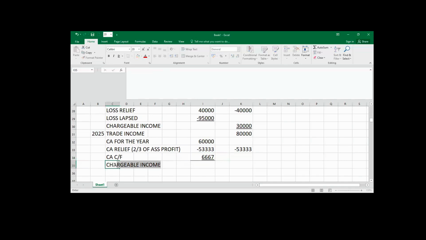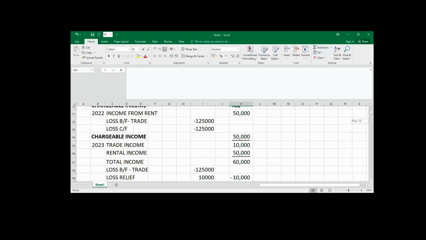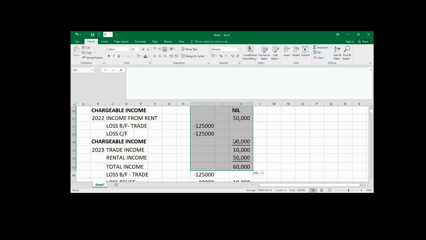Chargeable income will be 80,000 minus 53,333. How much do we have? 26,667. So that will be our chargeable income. So after that, we can now proceed further.